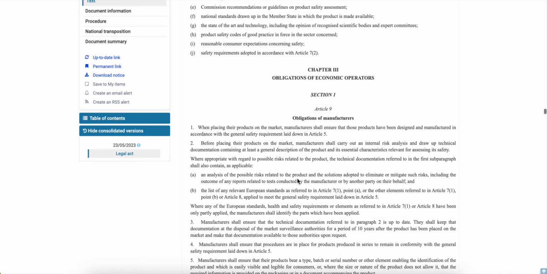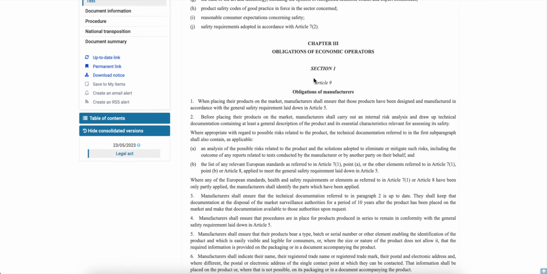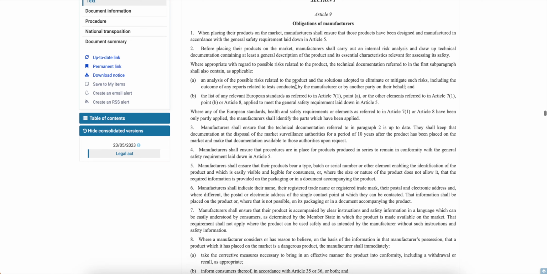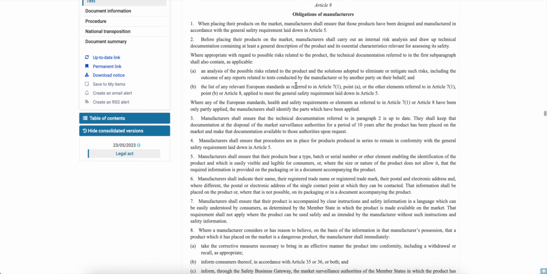Okay, now let's go to Article 9. So in Article 9, you find obligations of manufacturers. And in Article 9, you essentially find the list of tasks that must be completed by you as a manufacturer, assuming you are defined as a manufacturer. And I'm not going to go into detail here, but in short, what it says is that you have to make sure that your product is technically safe, that it's designed to comply with the requirements of the regulation.